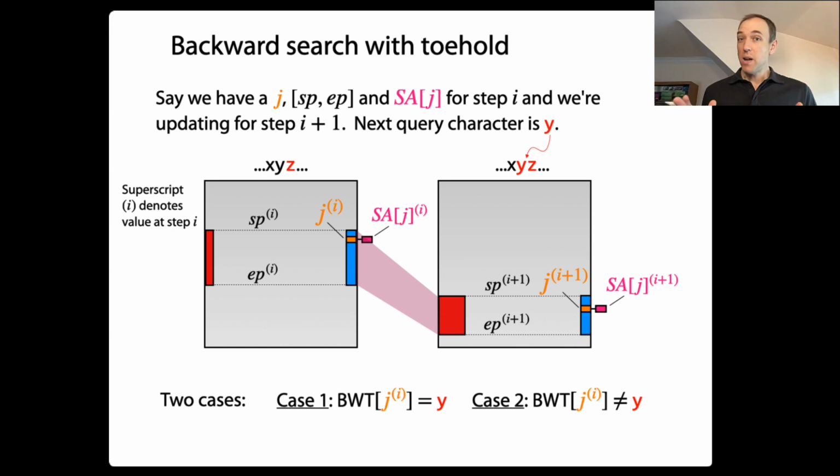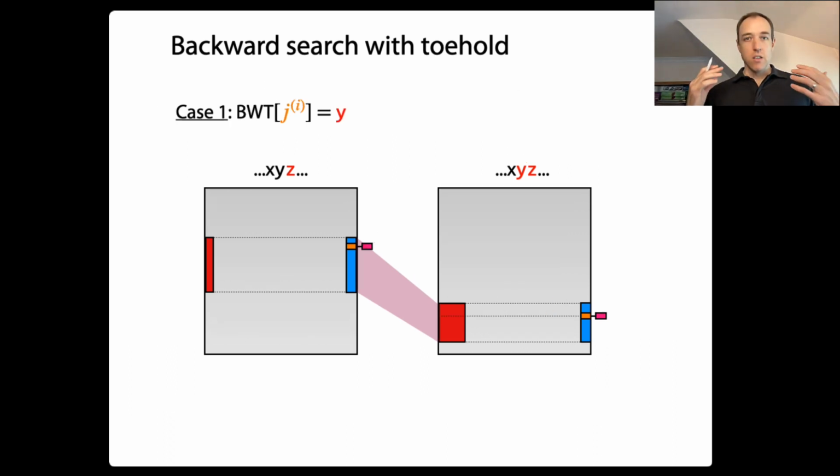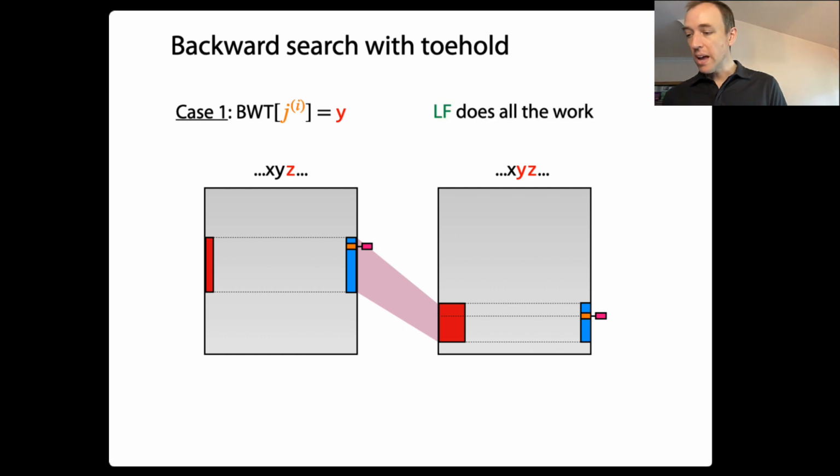Okay, but case 1 is the easier case. Case 1 is the case where the row that we were tracking, the row for which we had a suffix array sample, survived the backward search procedure, and it's still there in the next iteration. In other words, the BWT character matched the next character in our query Y. In that case, if we want to update J and SA of J, that's not hard because we just need to use the LF mapping. The LF mapping does exactly what we need. LF does all the work.